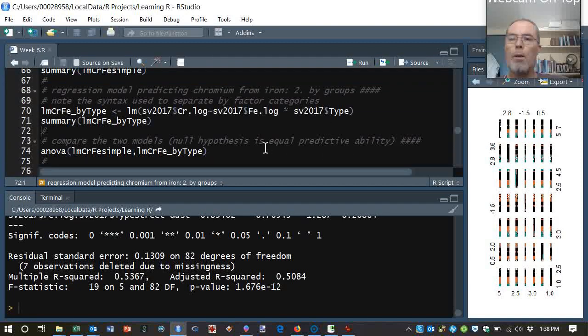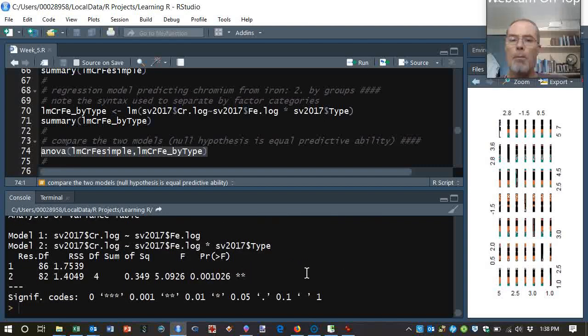Let's get our code back, and we can compare the 2 models with the null hypothesis that they both have the same predictive ability, noting that the by type model is a more complex model, so it needs to be significantly better because it's got more flexibility in being able to predict. So let's run that and see what we get. We actually get a probability value from the analysis of variance of 0.001, meaning that the more complex model does in fact give us significantly better prediction. Well, that's useful to know. All right, moving on.